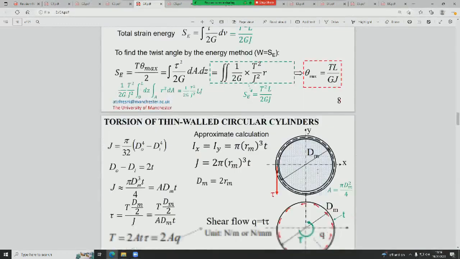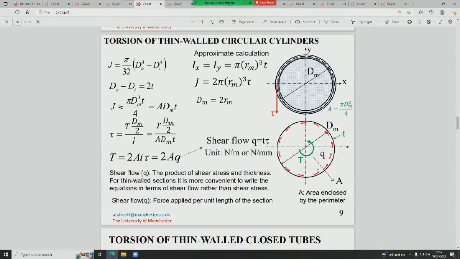Now, if we analyze a thin-walled circular cylinder, we can treat it like a thick-walled cylinder or a solid cylinder. So we can use the same equations we had previously: theta equals T over GJ, or the shear stress is equal to TR over J. The only approximation for thin sections with a uniform thickness is that we find the second moment of area, or polar second moment of area, differently.